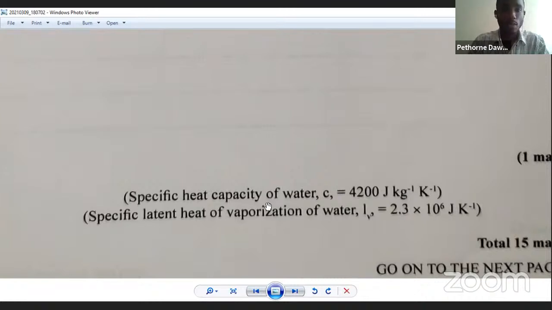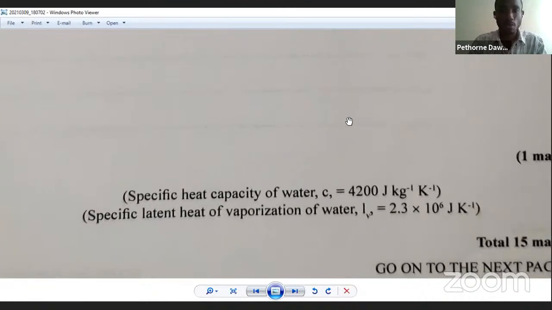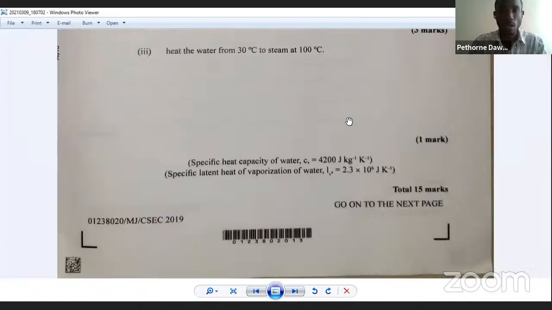All right, and the specific latent heat of vaporization is also stated in joule per kilogram, and that is 2.3 times 10 to the 6, the actual value of which is 2,300,000. 10 to the 6 means times a million, and if you move the decimal point 6 places to the right, you will get 2,300,000. All right, so let that be clear to you all.